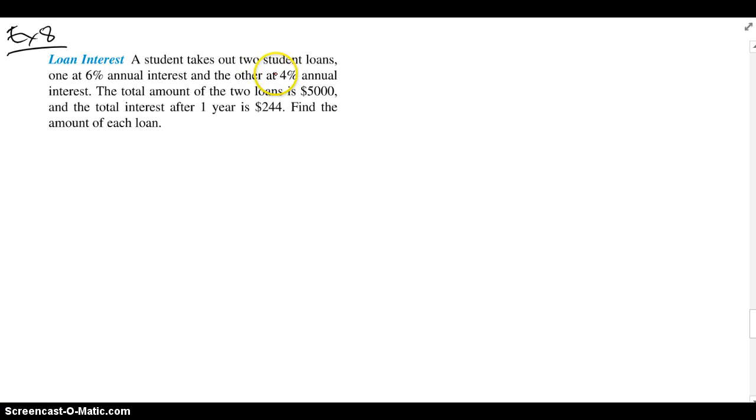A student takes out 2 loans. One has 6% annual interest and the other one has 4%. And the total amount of the 2 loans is $5,000. And the interest earned after 1 year is $244. Find the amount of each loan. So we're looking for 2 things.